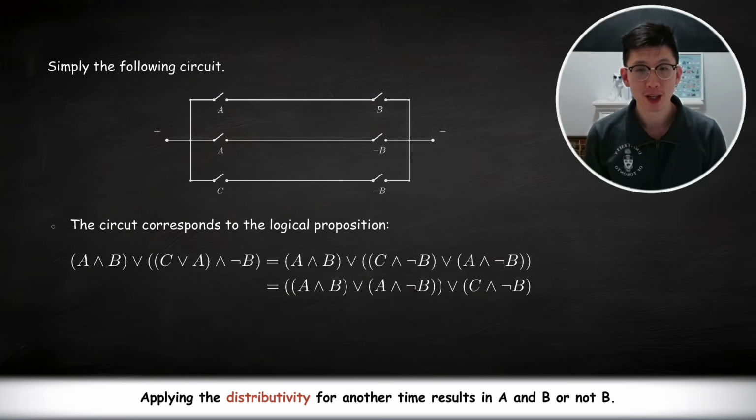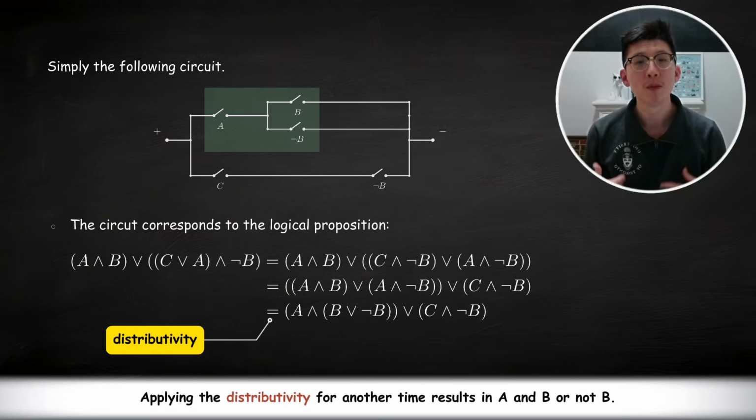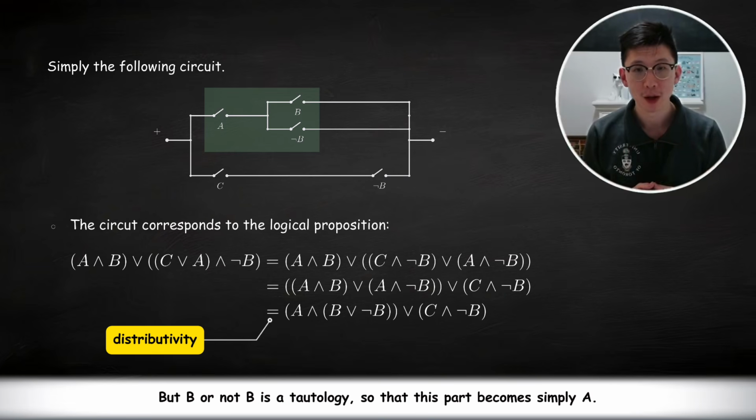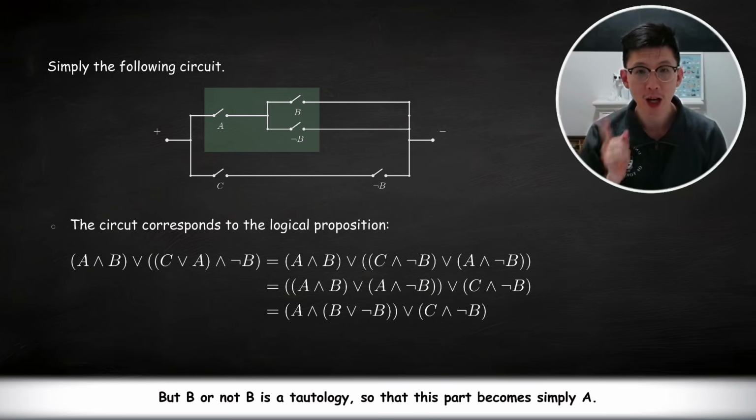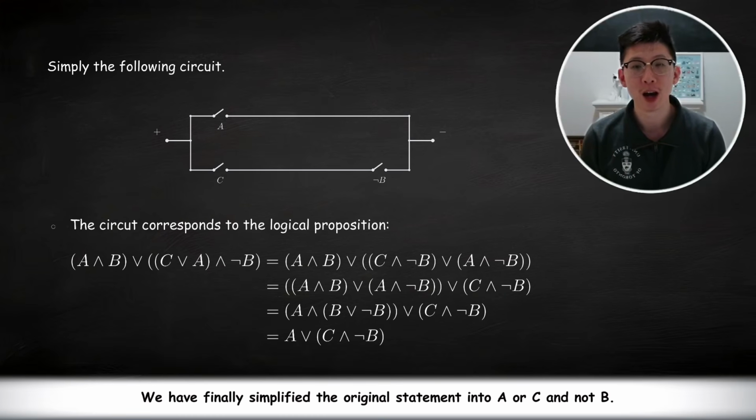Applying the distributivity for another time results in A and (B or not B). But B or not B is a tautology, so that this part becomes simply A. We have finally simplified the original statement into A or (C and not B).